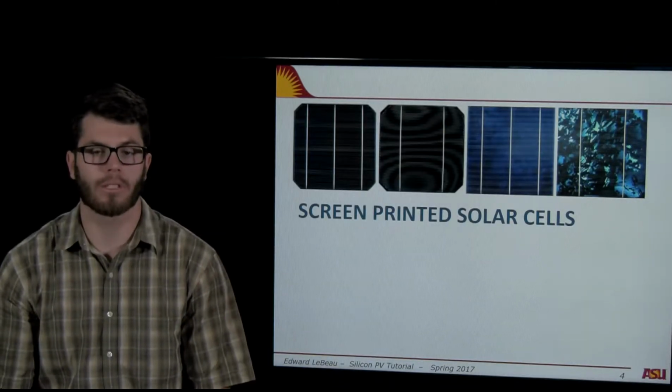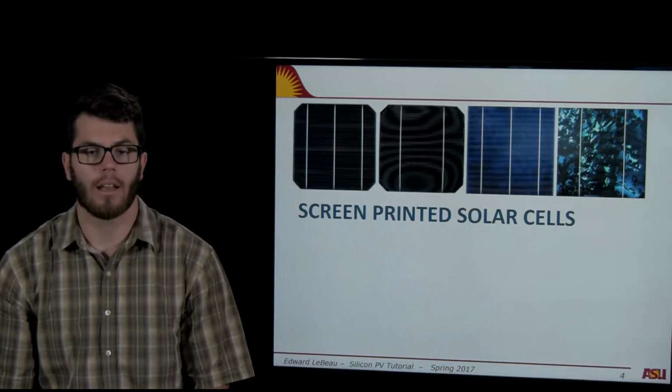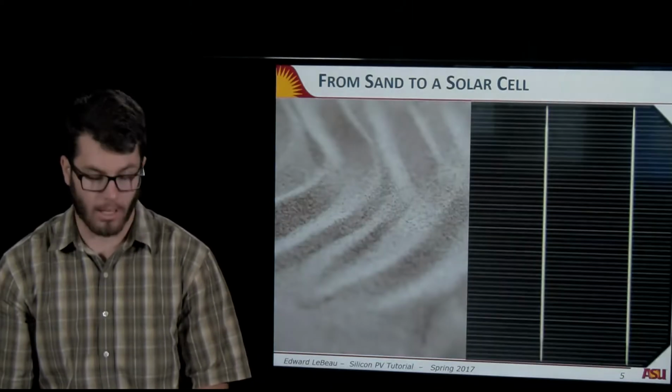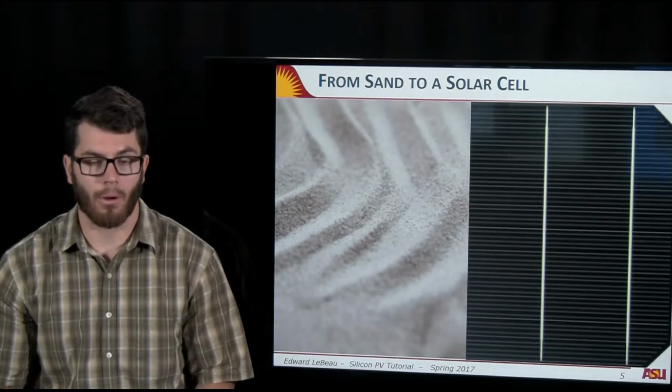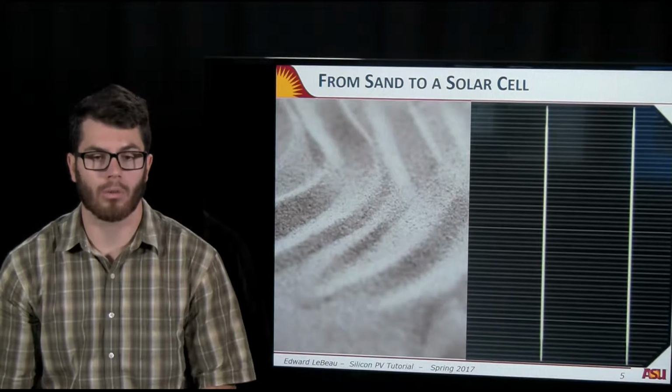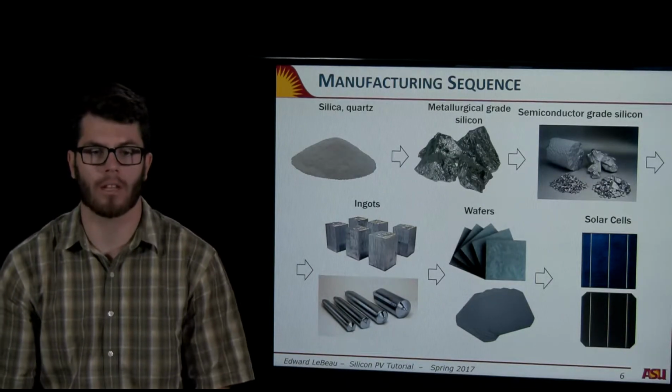So again, here's our screen printed solar cells. The two on the left are mono, two on the right are poly. And how do they start? Well, they start as sand, really. And they get processed a bunch, and eventually we create a photovoltaic cell out of them. So here's the overview of the manufacturing sequence.